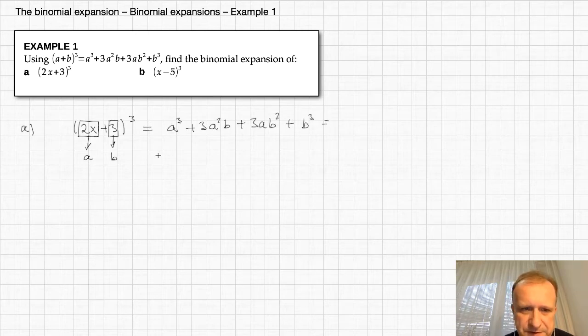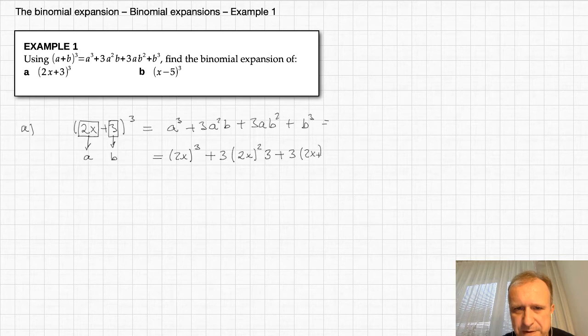Okay, this equals, now use 2x for a, so you need a pair of brackets to enclose it because it's just one value. (2x) to the power of 3 plus 3 times, now use a pair of brackets to have 2x and square it, times 3, plus 3 times 2x times 3 squared plus 3 cubed, like that.